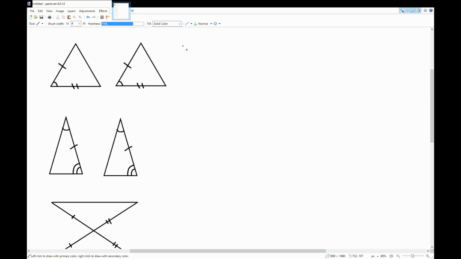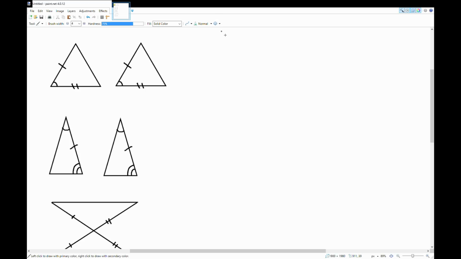All right, ladies and gentlemen, here we go. Today we're going to talk about just recognizing different triangle congruencies. And so I've got a couple triangles here, and we're going to go through them one pair at a time. And we're going to go over how we go about seeing if they are congruent.